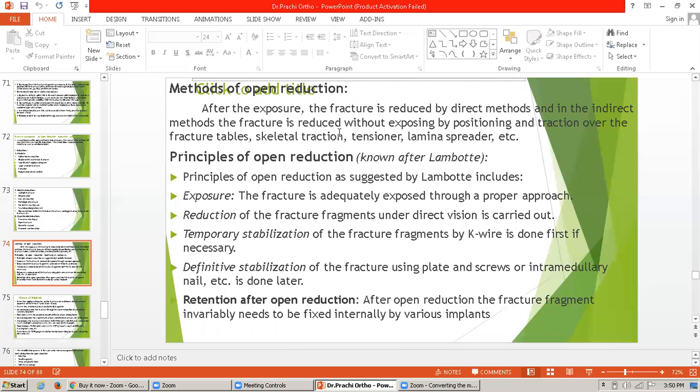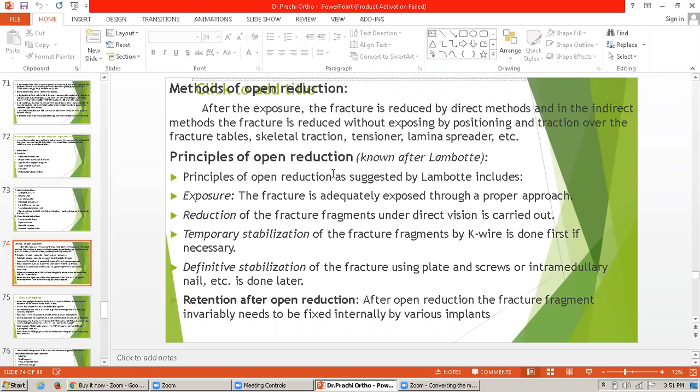After the exposure, the fracture is reduced by the direct method, and in the indirect method, the fracture is reduced without exposing it, by positioning and traction over the fracture tip and skeletal flexion. So there is a tensioner and laminar spreader etc. So this is all about the open reduction.